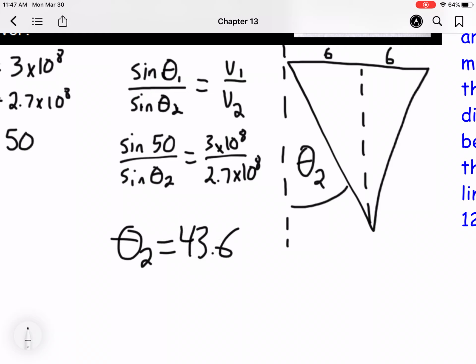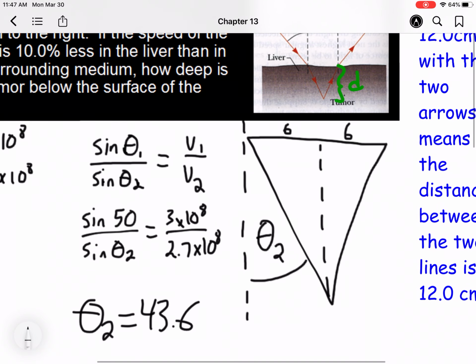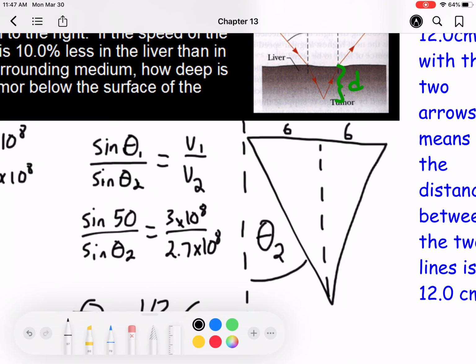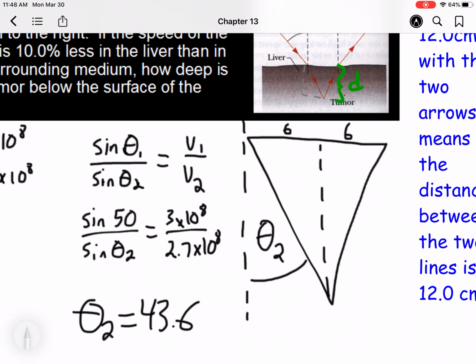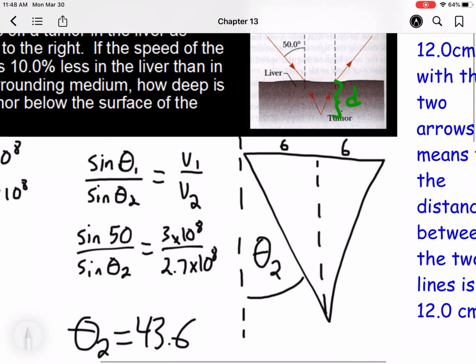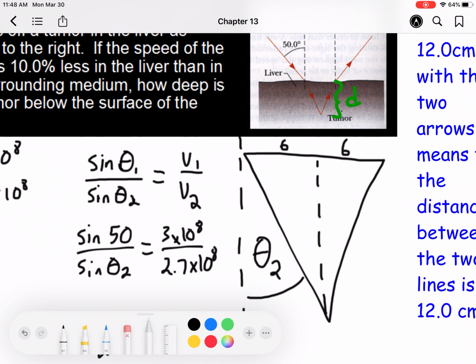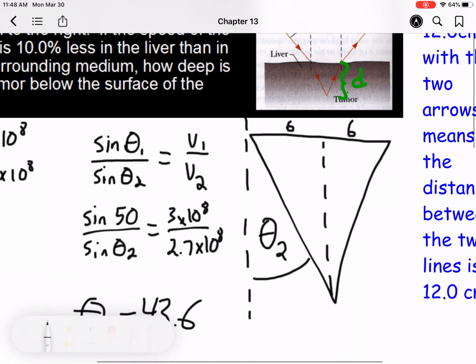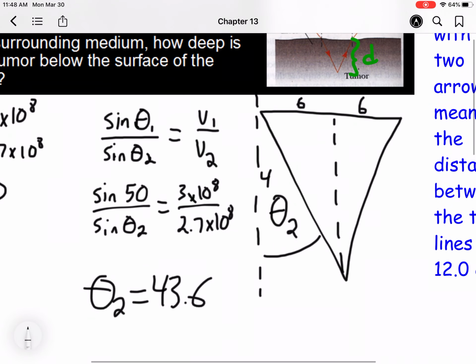All right, so I want to just show you what I did here. I basically took just this part, the actual path in the tumor. Now I know the total distance all the way across is 12, but I broke it into a right angle triangle. Why do that? Well, because right angle triangles are cool, right? And so I now know that this angle is 43.6. That angle there is 43.6.